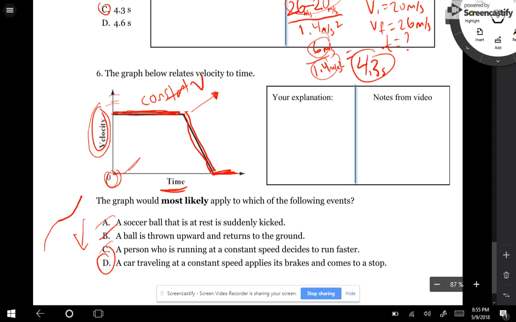I don't know why the MCAS uses speed and velocity interchangeably like that. It's kind of confusing for students. It's confusing for me, to be honest, because you shouldn't do that. But they're MCAS. They can do whatever they want, I guess.